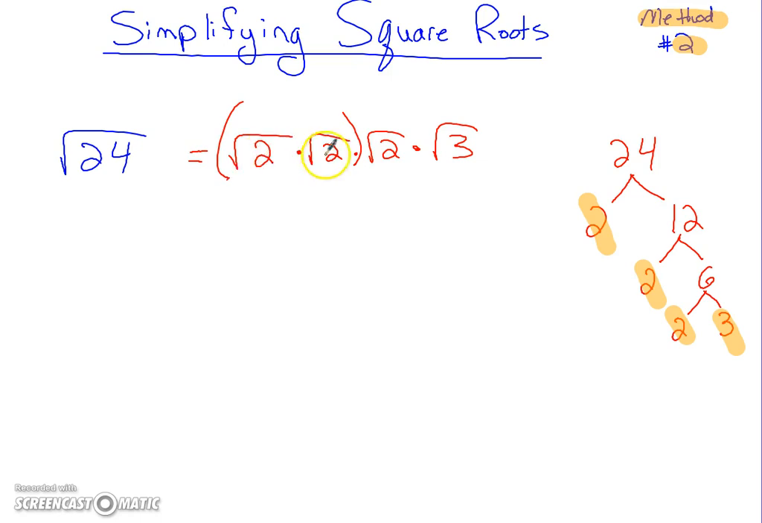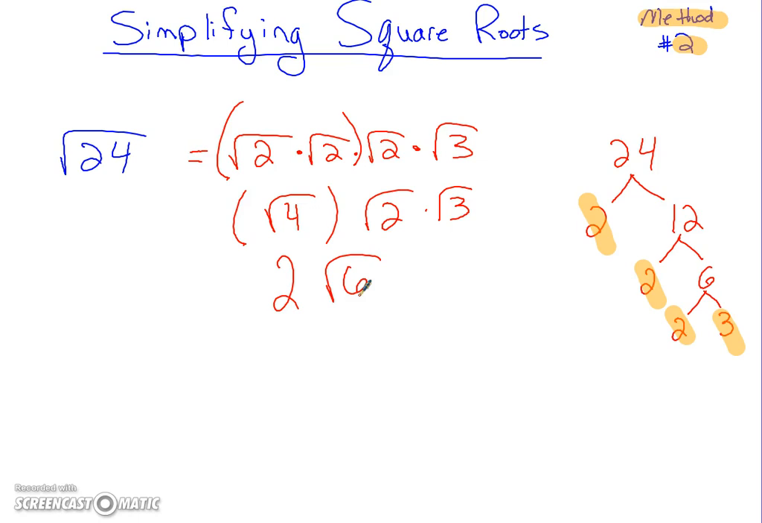Square root of 2 times the square root of 2 is the square root of 4. The square root of 4, I know, is just 2. And then these square roots, again, they can't be simplified, so I'm just going to multiply them back together. So 2 square root of 6 is your final simplified answer.